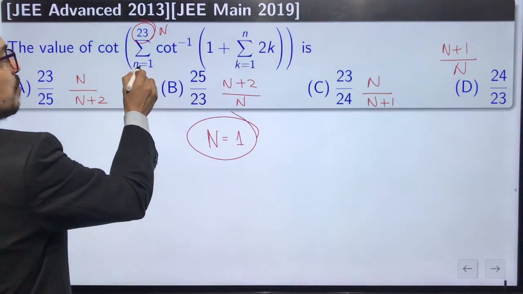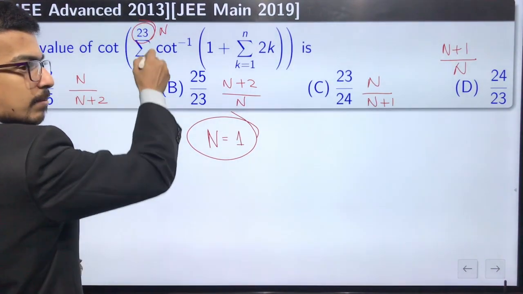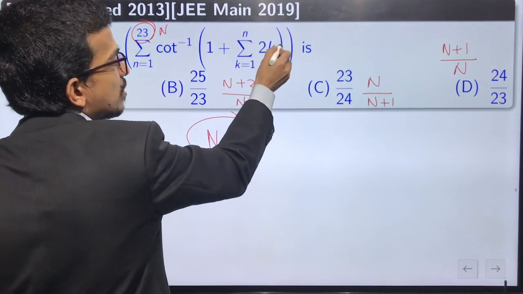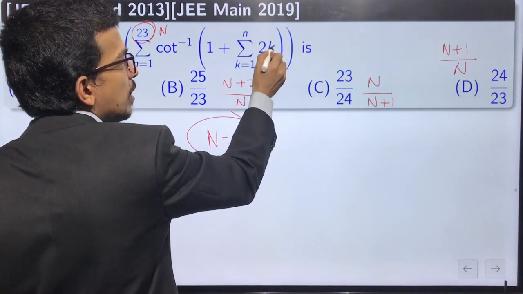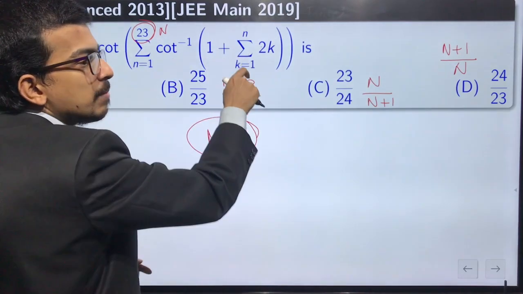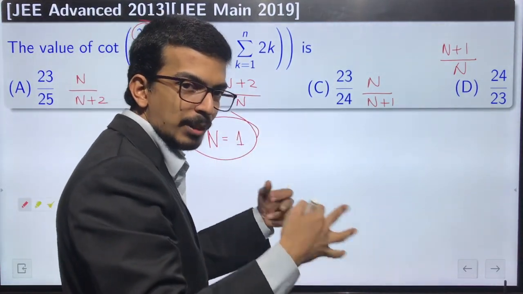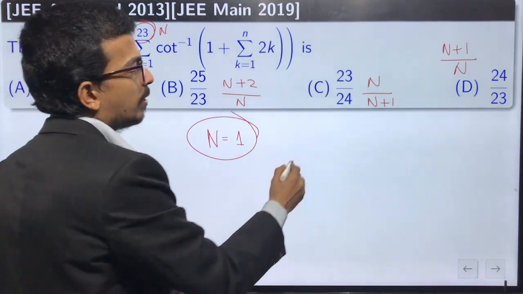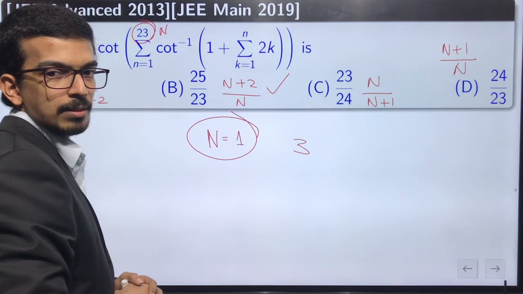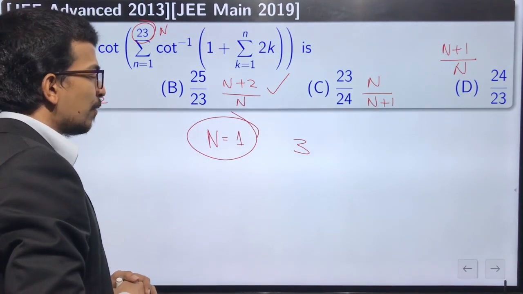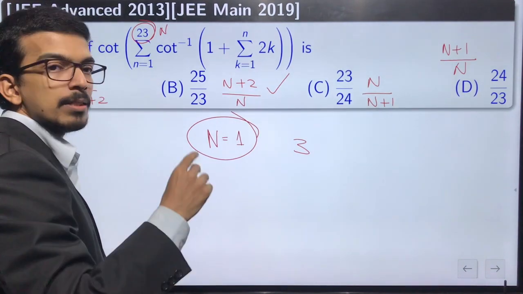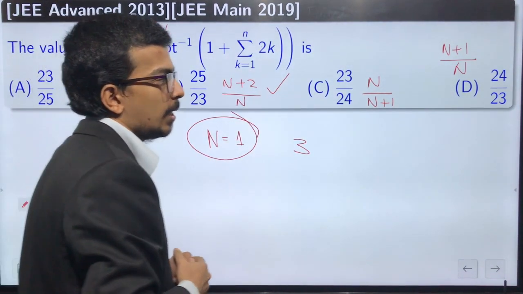Now what does this mean? This n is varying from 1 to 1. So here k is varying from 1 to 1. There is just one term here, which is 2 times 1, plus 1, which is 3. So we have cot inverse of 3, which is nothing but 3. So when I put capital N is equal to 1, the answer is 3, and this is the matching option. It was so quick, right? If you can think fast and sharp, the answer will come out in just 10 seconds.